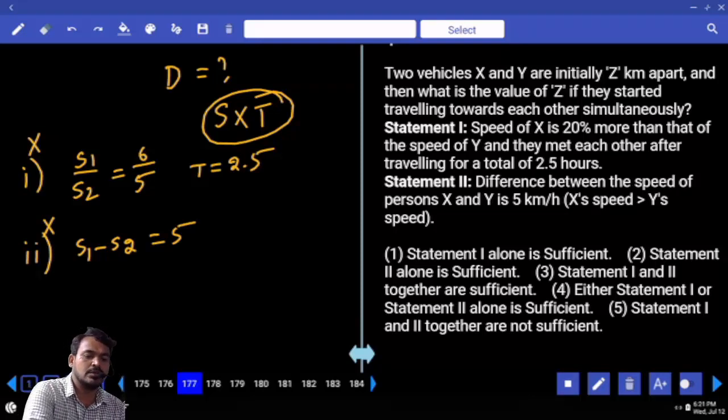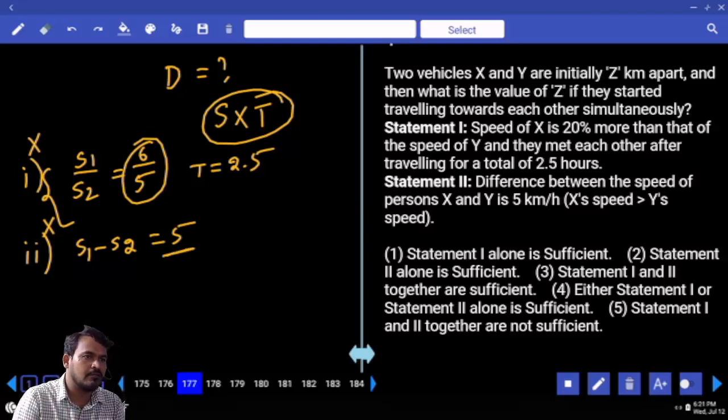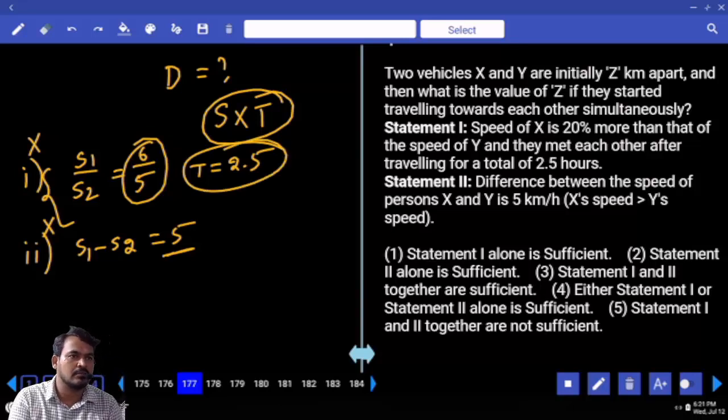By using both the statements, because in the first statement we already know the ratio, and in the second statement the difference of the speeds is given, we get the relative speed of both objects. 6 plus 5, how many parts? 11 parts. 1 part is 5, so 11 parts are 55, into how many hours? 2.5 hours. We get the distance. By using both the statements, we get the answer.